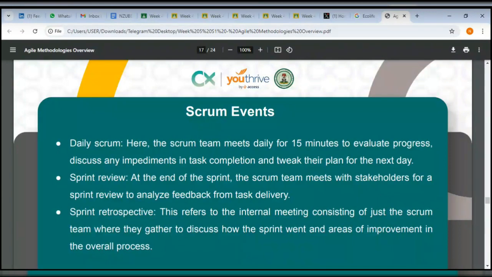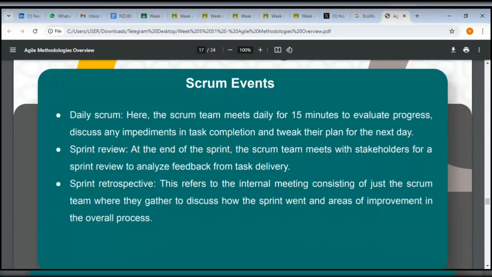Discuss 15 minutes to evaluate progress. Discuss any impediments in, like I mentioned, roadblocks are the same as impediments in task completion, and tweak their plan for the next day. Sprint review. At the end of the sprint, the Scrum team meets with stakeholders for a sprint review to analyze feedback from task delivery. Okay.